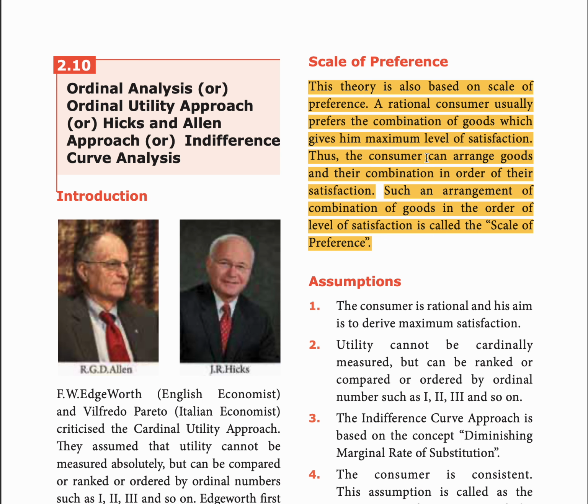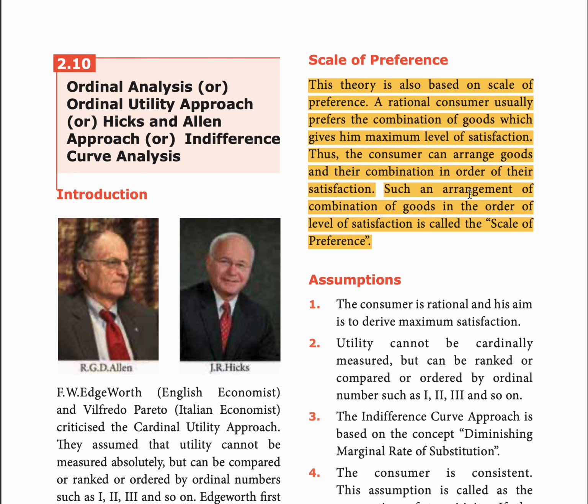What is scale of preference? A rational consumer prefers these combinations so that he gets the maximum level of satisfaction. Such an arrangement of combinations of goods in the order of level of satisfaction is called the scale of preference.